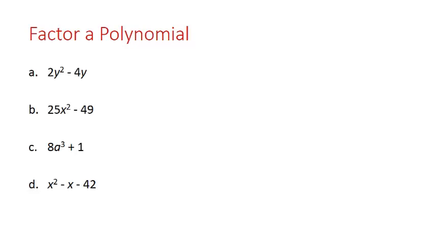So the first thing that I want to look at is, are there some things that are common to each of the terms? And if I look between 2 and 4, 2 is a number that divides both of those. Between y squared and y, there's a y in both. So we're going to factor out. Factoring out is almost like applying the distributive property in reverse.